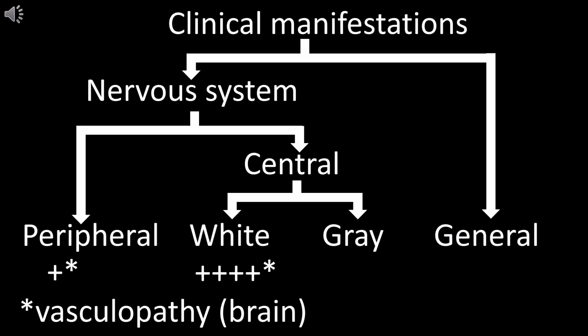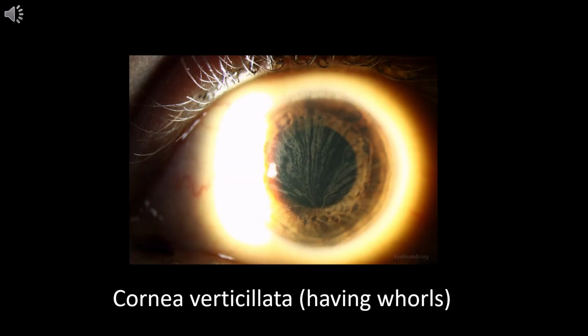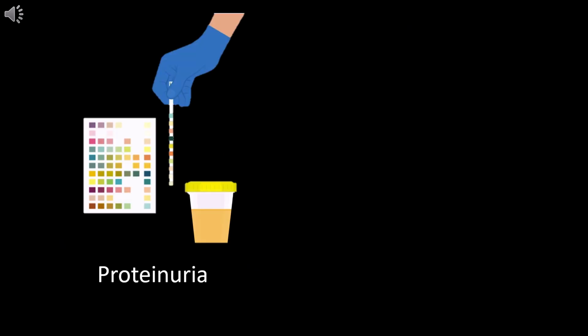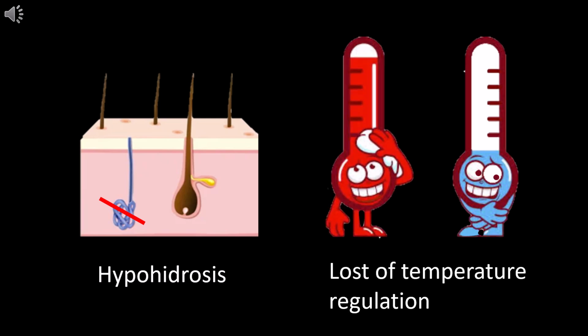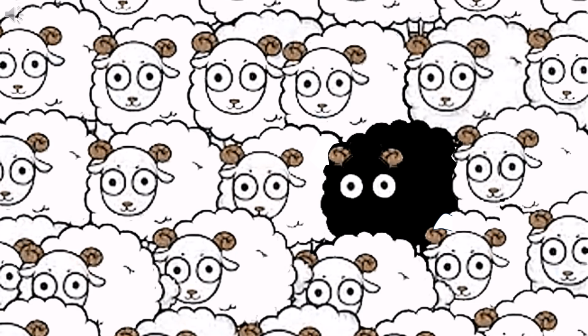In Fabry disease, clinical manifestations are not confined to the nervous system. General findings are the rule, such as cornea verticillata, arrhythmia, proteinuria, renal failure, and hypohidrosis, due to neuropathy, vascular insufficiency, and obstruction, resulting in loss of temperature regulation. The hallmark of Fabry disease is the presence of angiokeratoma.